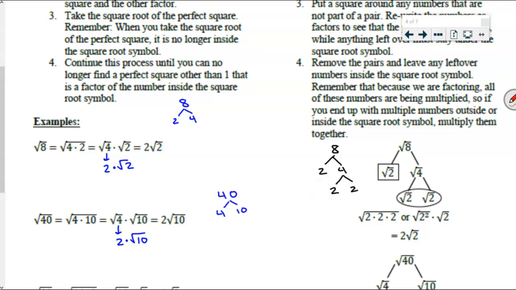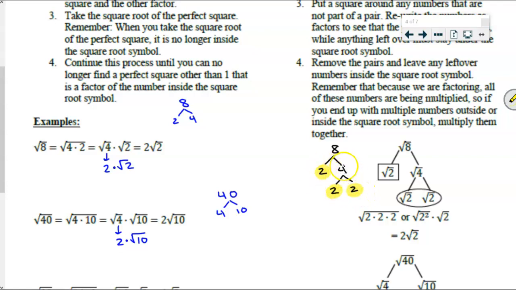And I want to look for any pairs. Do you see any numbers that we have 2 of? We have 3 2s, exactly. Notice though, I'm only looking, I'm going to highlight first, I'm only looking at the ends of the factor tree. If it's not at the end of a branch of that factor tree, I ignore it.